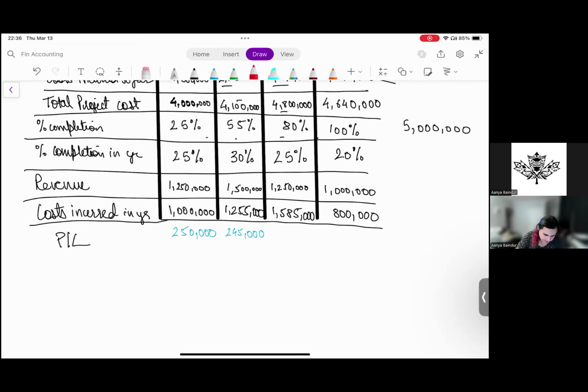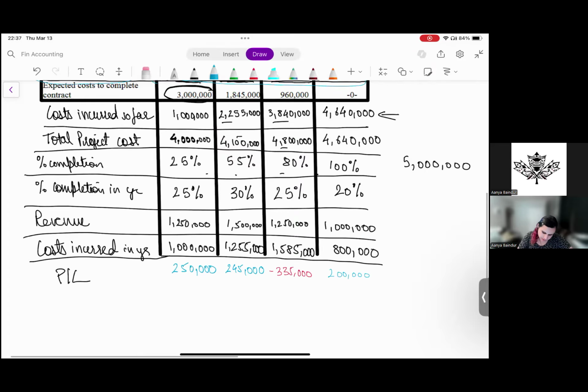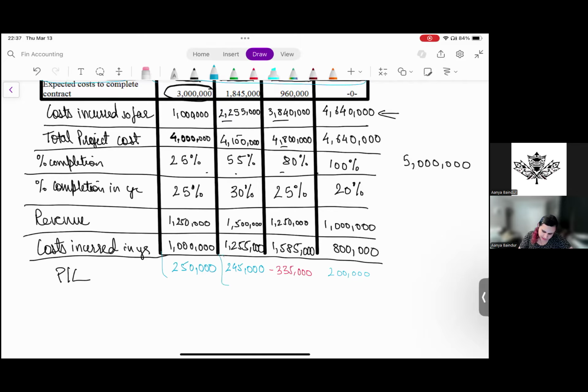Now for the next year, we are making a loss. So let's add that figure there. And for the last year, we are again making a profit of 200,000. Perfect. So that is this question complete. That's how I like to do my revenue recognition. I find it much easier to do it in this format.